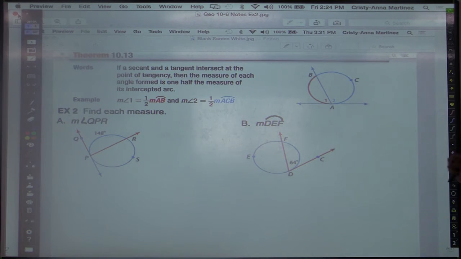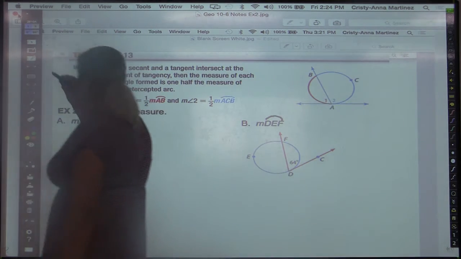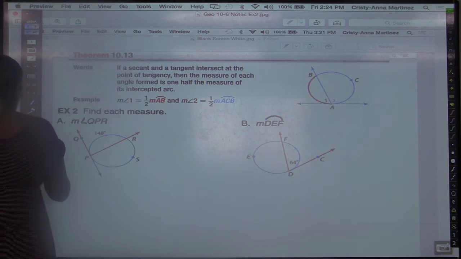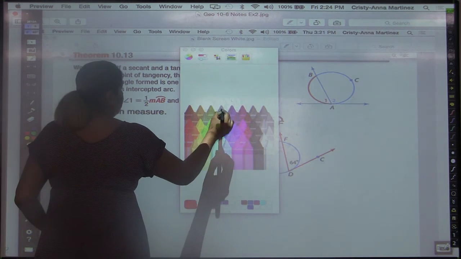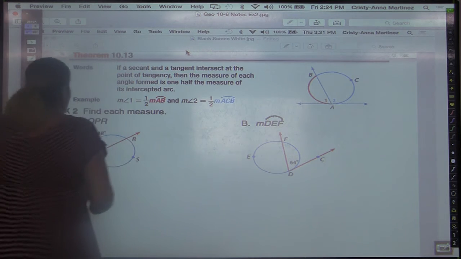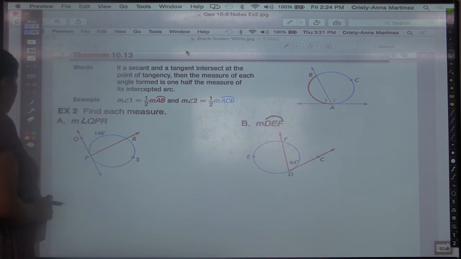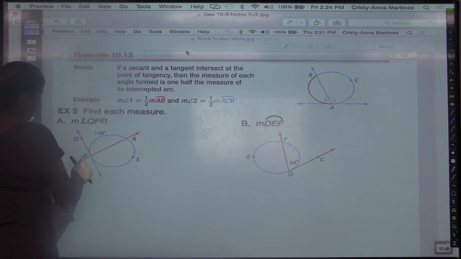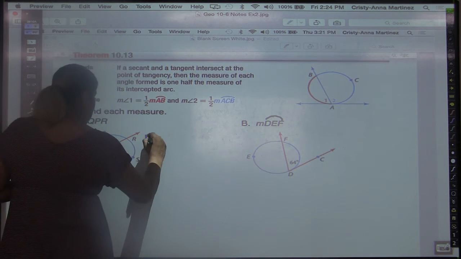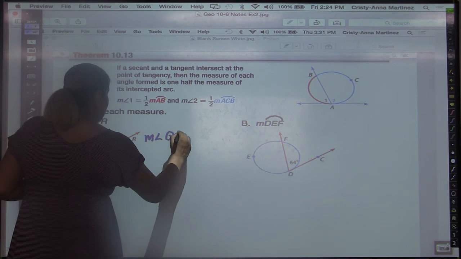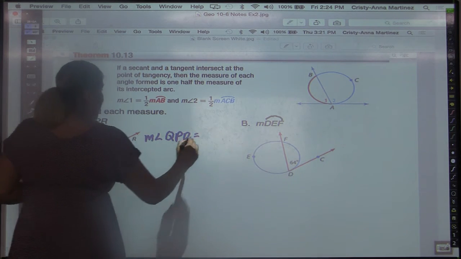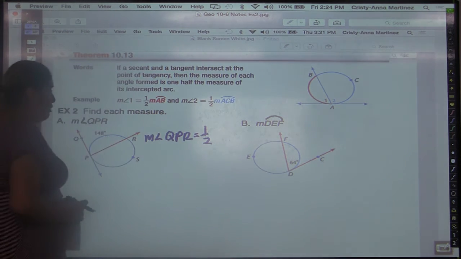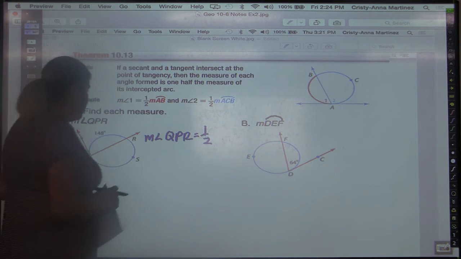So using that theorem, we have example 2 here. And in example 2, it says find each measure. So for part A, they want us to find the measurement of angle QPR. So that's this angle here. And based on the theorem, the measurement of angle QPR would equal 1/2 of the intercepted arc, which is 148.